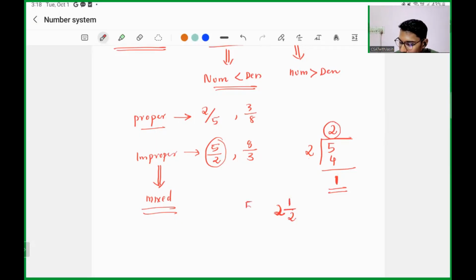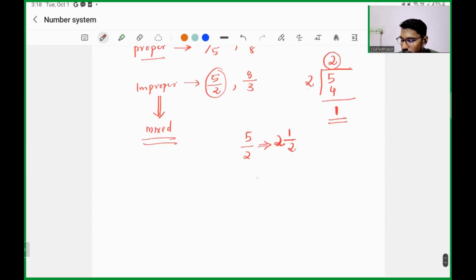So 5 by 2, you can write it as 2 1 by 2. 5 by 2 is actually 2.5, right? 2.5 is 5 by 2. So this is the way you need to convert an improper fraction into a mixed fraction. This will also come. Sometimes you need to convert an improper fraction into a proper fraction. In UPSC questions also, UPSC has asked before.